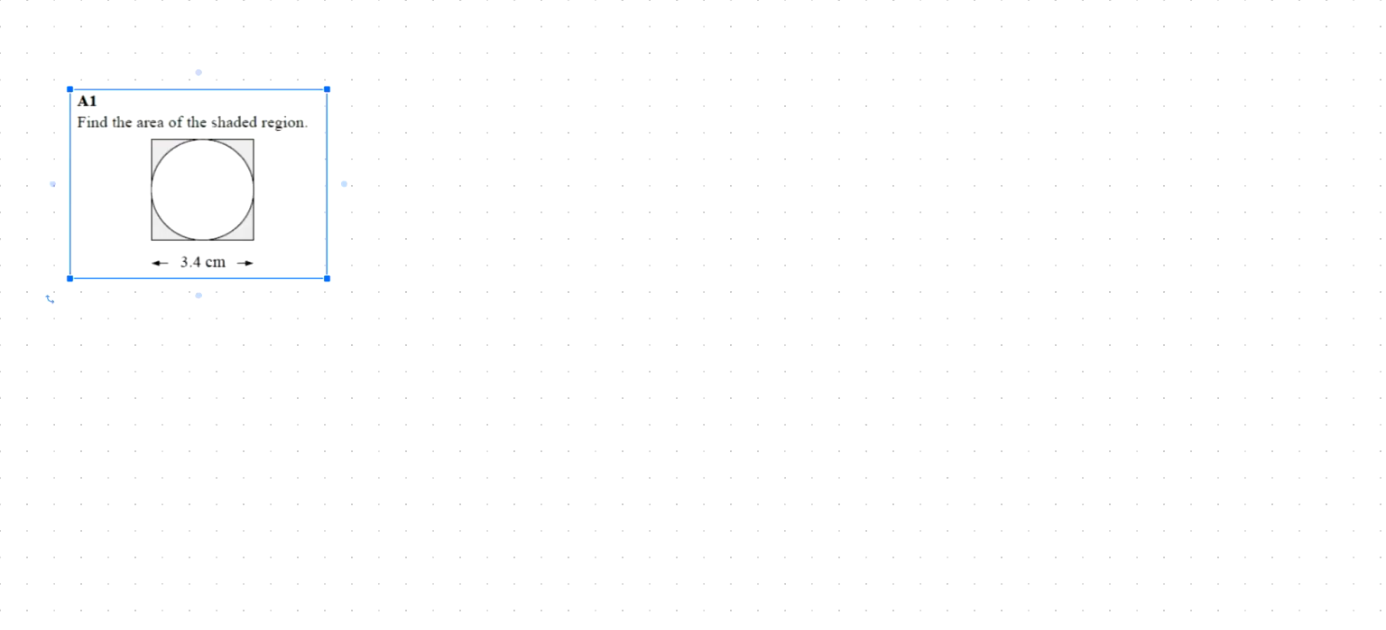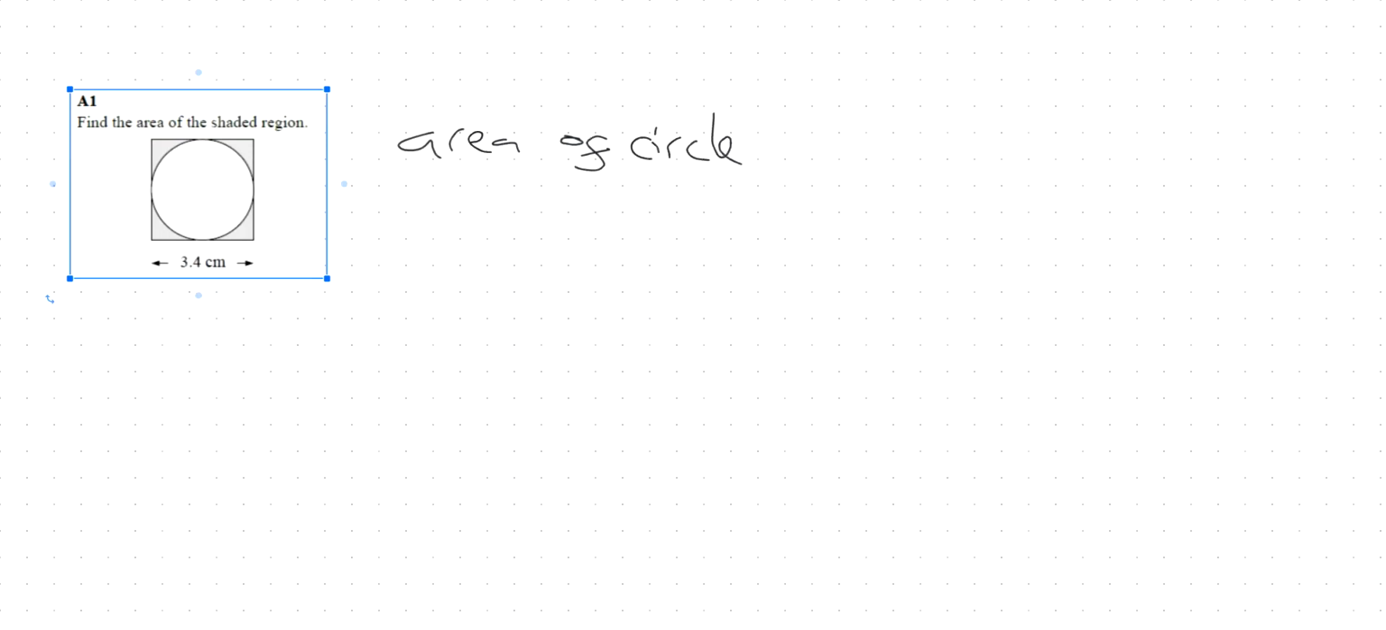Right, looking at area of shaded regions now. This is very much about visualizing what you have got. We can see from the question it says find the area of the shaded region. So we've got a circle, so we definitely know we're going to have to work out the area of a circle.